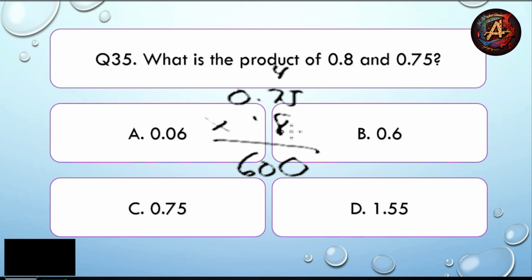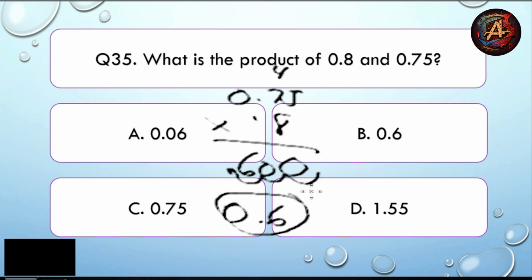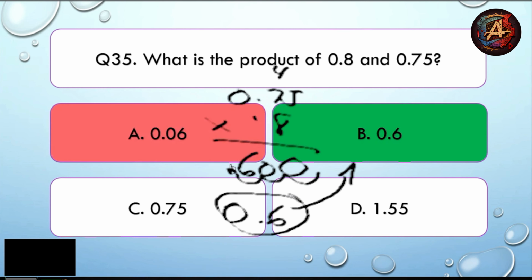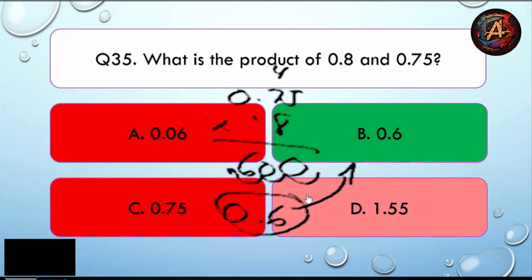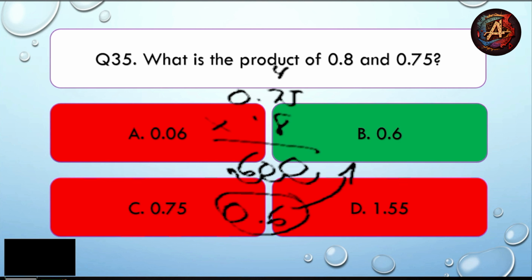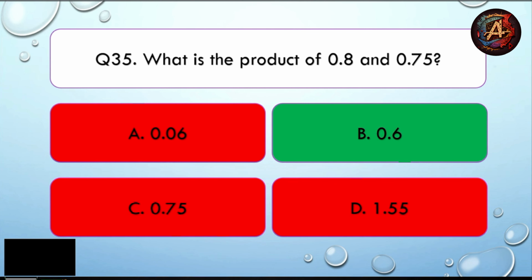Now, since there are 3 decimal places here, your decimal point will be 1, 2, 3, and this is where your decimal point will be located. So that will become 0.6, and your final answer should be this letter B. All right, my dear math learners, very, very easy. Now let us check whether we are correct. Okay, we are correct, right, my dear math learners? So now let us go to the next question.